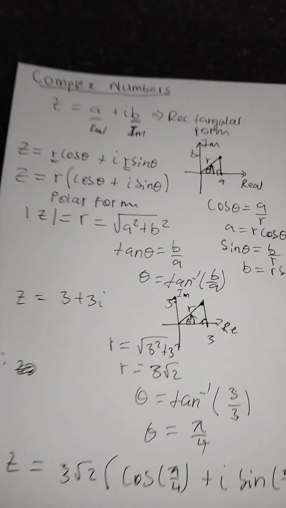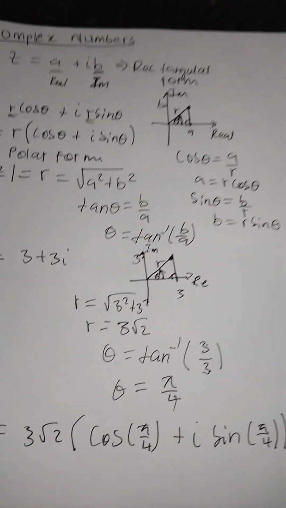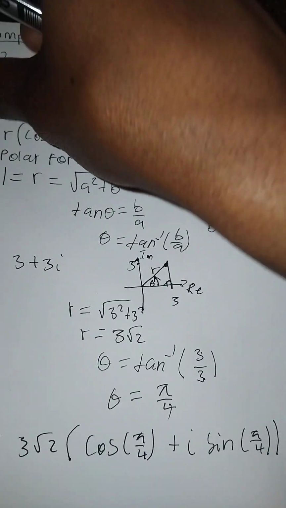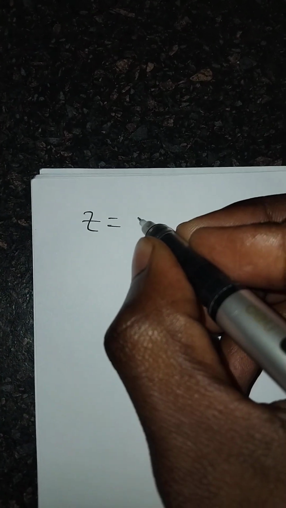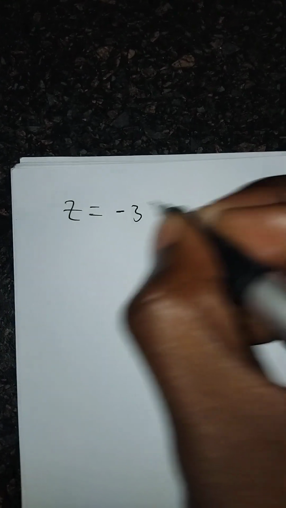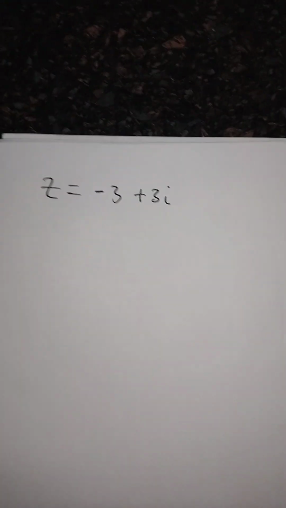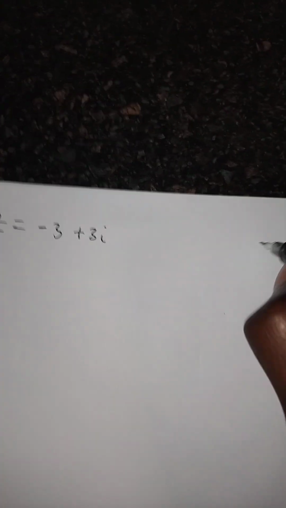Okay, so let's look at another example where now our theta is not going to be that easy to find. We have to do some things in order for us to find it. Okay, so I'll just use the same example where I'm just changing the sign. So we had z equals 3 plus something like that. So now I'm just going to have minus 3 plus 3i. Okay, so if I have z equals minus 3 plus 3i, I have changed the quadrant.